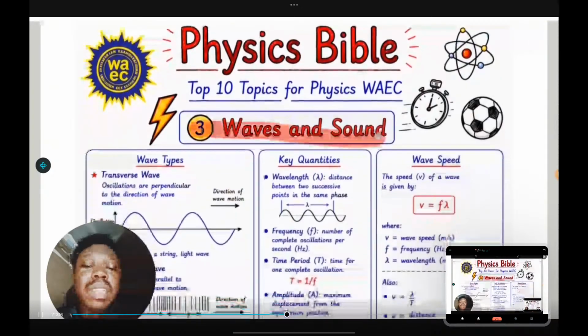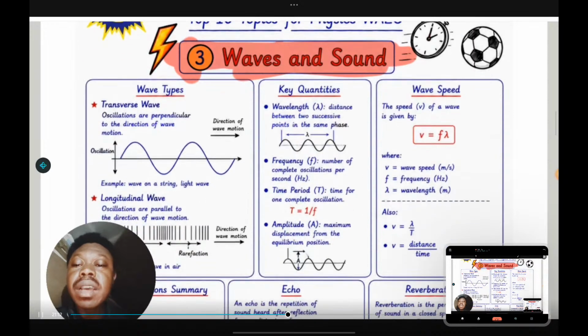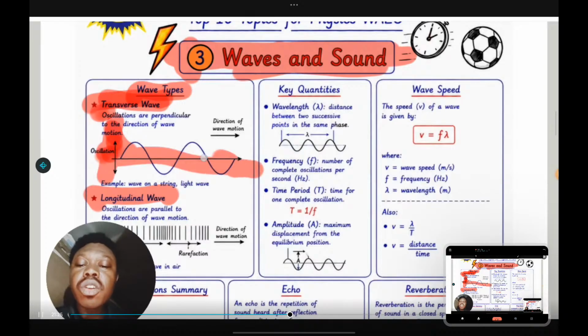Number 3, waves and sound. This topic is so important. Yes, very, very important. Take note of this. Waves: we have transverse waves and longitudinal waves. For transverse waves, the direction of oscillation and the direction of vibration are perpendicular to each other. Is that clear? Under this, you have your wavelength.